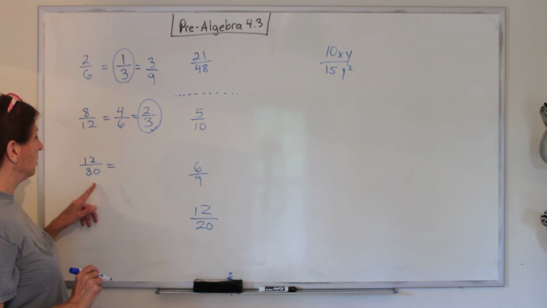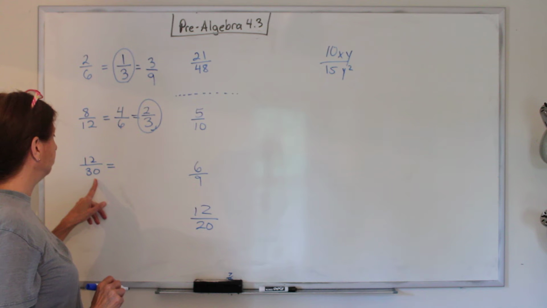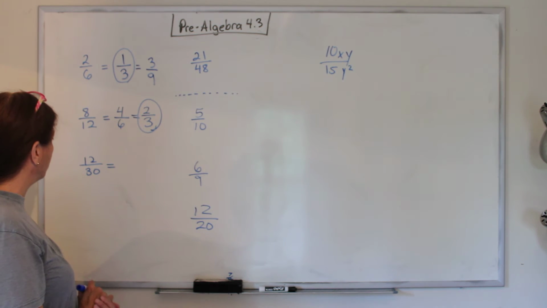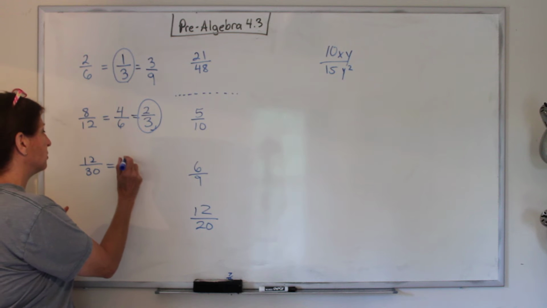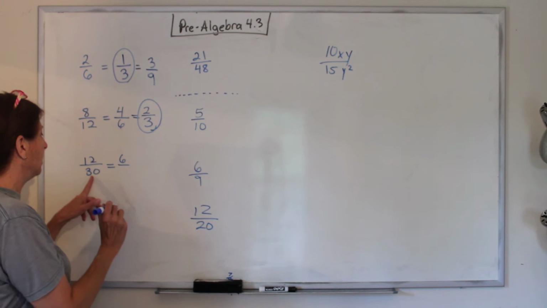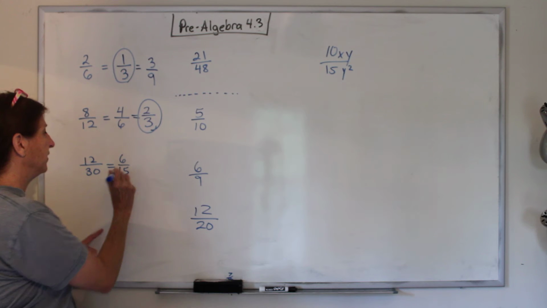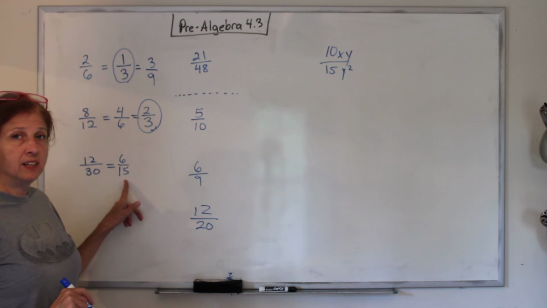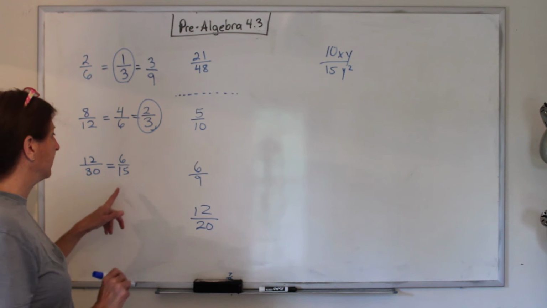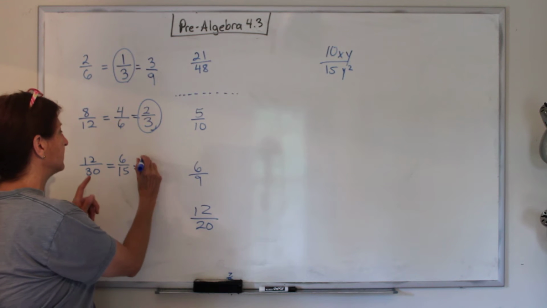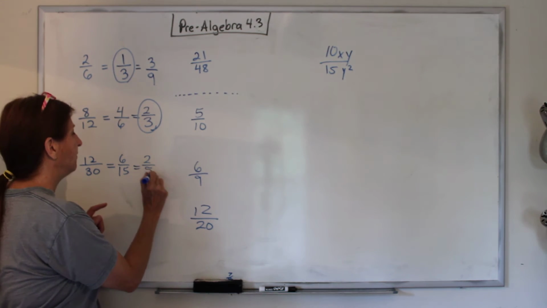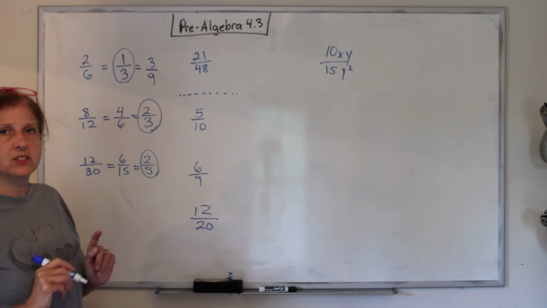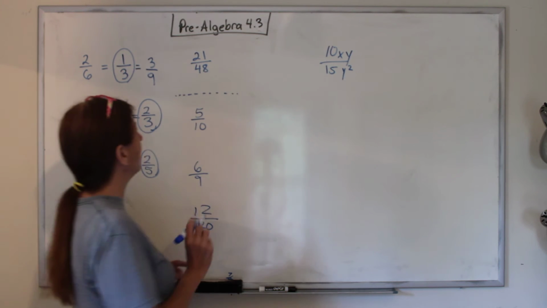Let's try this one. 12 and 30. What's a number that goes into both of those? Well, we know 2 does because they're both even. 2 goes into 12 6 times. 2 goes into 30 15 times. Are we done? Is that it? Nope. 3 goes into those. 3 goes into 6 2 times. 3 goes into 15 5 times. There's the reduced one.